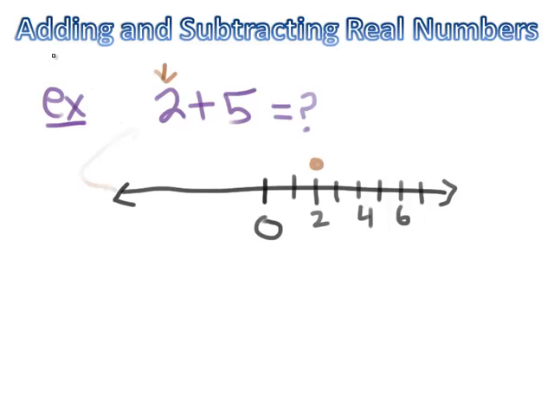And essentially, you are going 5 units to the right because of the plus 5. Because of this plus 5 right here, you are hopping 5 units. So 1, 2, 3, 4, 5. So you end up at 7. So this is 7. So 2 plus 5 is equal to 7. But we all know that, I hope. Alright?